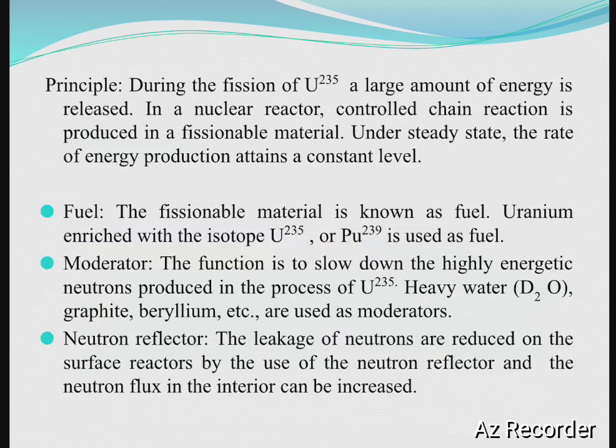The principle of the nuclear reactor: during the fission of uranium-235, a large amount of energy is released. In a nuclear reactor, a controlled chain reaction is produced in a fissionable material. Under steady state, the rate of energy production attains a constant level. We'll see the uses of each of the main elements.